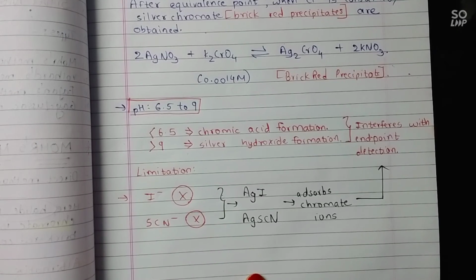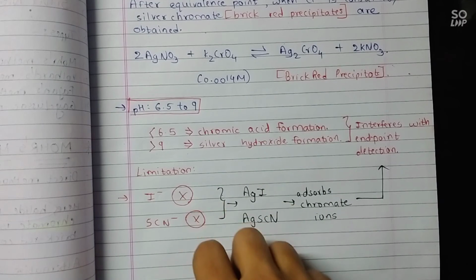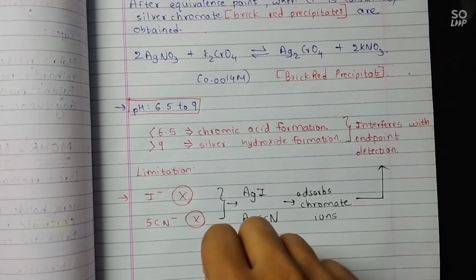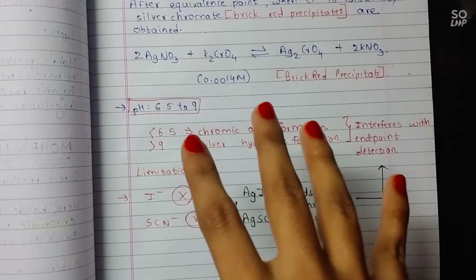So I hope it is clear. The entire Mohr's method is clear. Now you can write it in your exams, and your GPAT and NIPER important points have also been covered here.